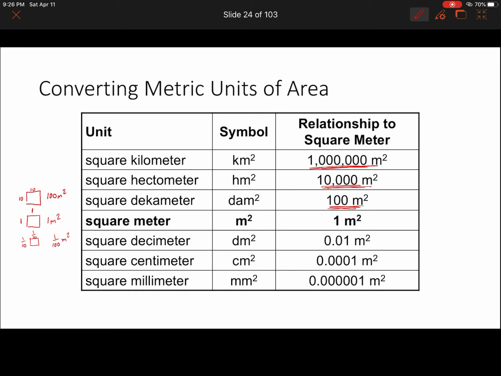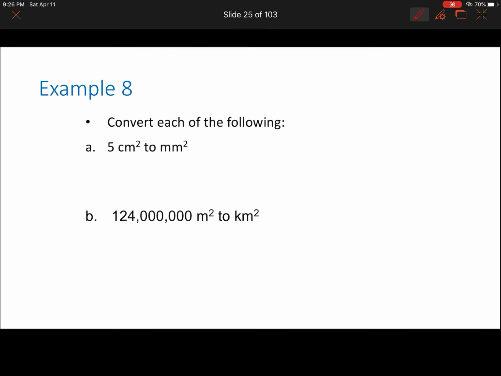If we go towards kilometers or if we go down towards millimeters, again, that number gets bigger or smaller. So that's going to be important because we need to be able to convert area from one unit to another.